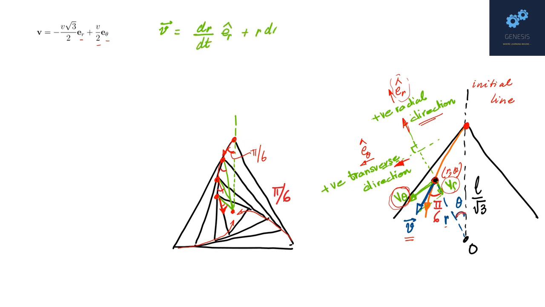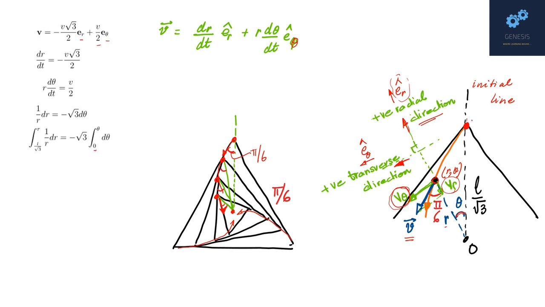Compare this with the standard result: v vector is equal to dr by dt e_r plus r d theta by dt e_theta. If we compare this, we get two equations. dr by dt is minus v root 3 by 2 and r d theta by dt is v by 2. Divide these two equations and take d theta on the other side. We can integrate this expression.